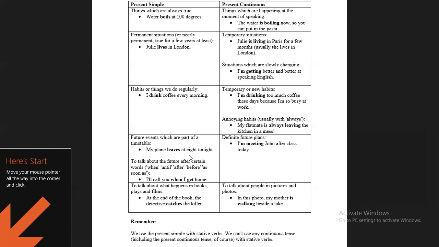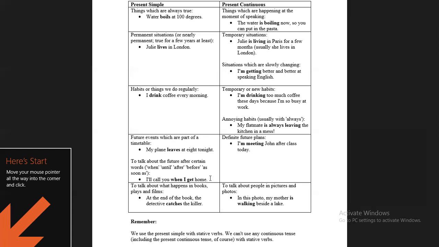Because whether I travel or I don't travel, I go to the airport or I don't go to the airport, the plane will leave at 8 tonight with me or without me. So that's a schedule or a timetable of the airport. So I use the present simple, even though we're talking about future actions. We also use it to talk about the future after certain words like when, until, after, before, as soon as. I will call you when I get home. This use, we're going to go into details with the time for it.